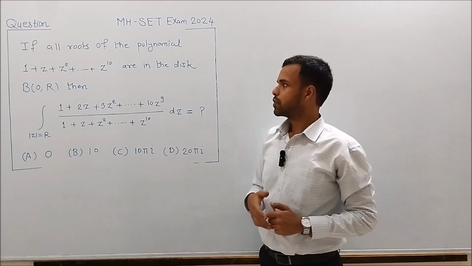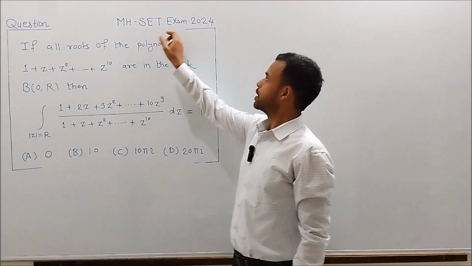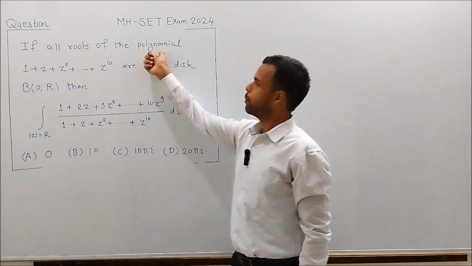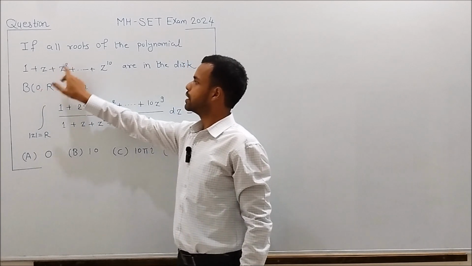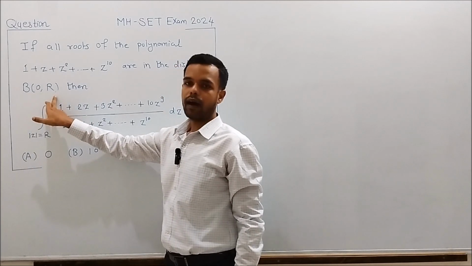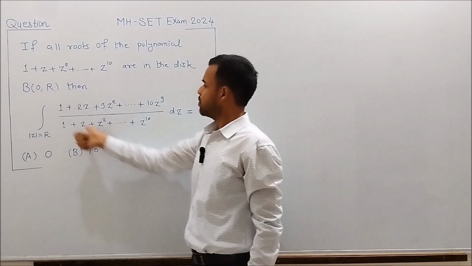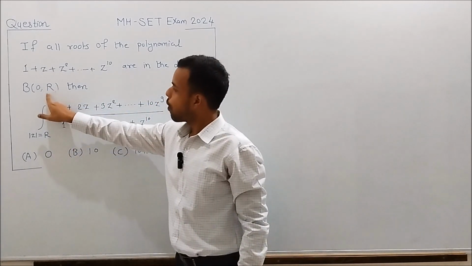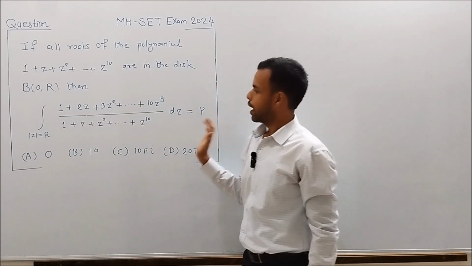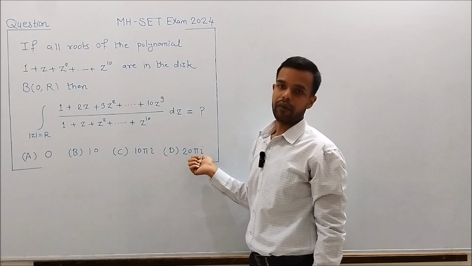In today's video, we will solve a multiple choice question on complex analysis from Maharashtra SET exam. The question is: if all roots of the polynomial equation 1 plus z plus z square up to so on z to the power 10 are in the disk B of 0 comma r, that is, the disk with center 0 and radius r, then what is the value of this integral along the boundary of this disk, that is mod z equals r? The options are: option A, 0; option B, 10; option C, 10 pi i; and option D, 20 pi i.